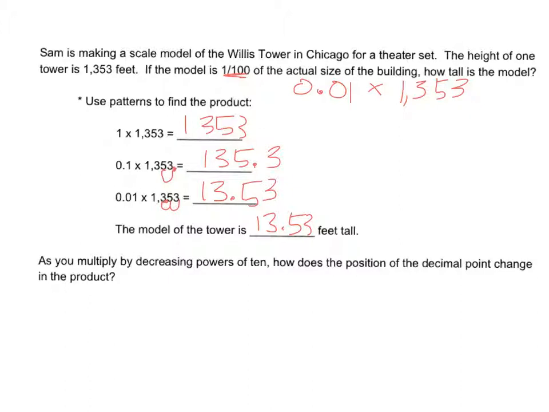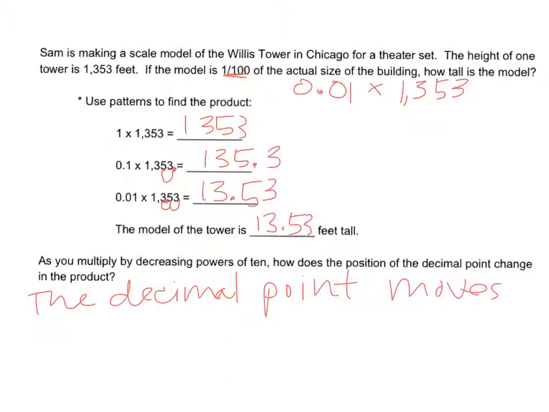As we are multiplying by decreasing powers of 10, so we're getting into the decimals, how does the position of the decimal point change in the product? This time, with those decreasing, it's moving left. So I'm just going to write in here the decimal point moves one place to the left.